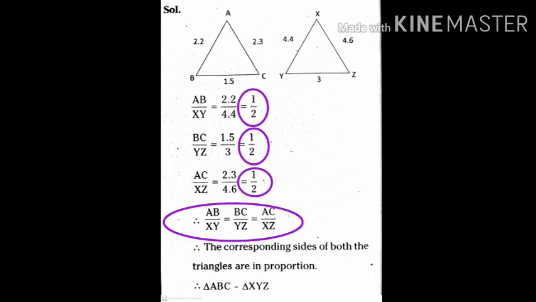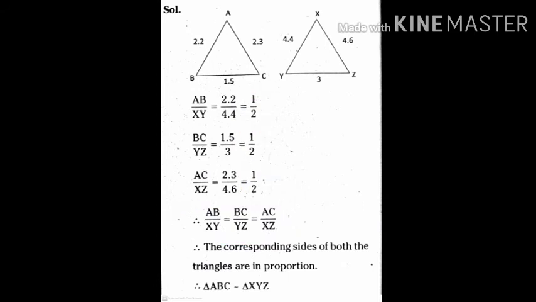Therefore, AB by XY is equal to BC by YZ is equal to AC by XZ, that is equal to 1 by 2. Therefore, the corresponding sides of both the triangles are in proportion. So, triangle ABC and triangle XYZ are called similar triangles.